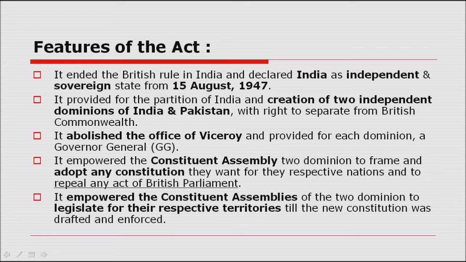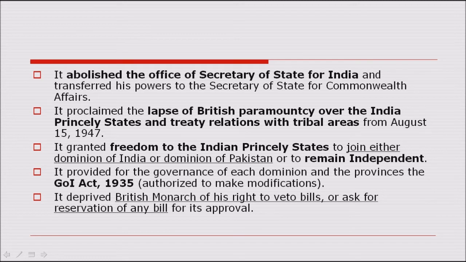That means the Constituent Assembly can frame any kind of constitution they want, and they are also empowered to repeal any act which was passed by the British Parliament. It empowered the Constituent Assemblies of the 2 dominions to legislate for their respective territories. It is a very important point that the Constituent Assemblies of the 2 dominions were also the legislatures of the 2 dominions, because they were empowered to frame legislation during the time the constitution was drafted. It abolished the office of Secretary of State for India and transferred its power to the Secretary of State for Commonwealth Affairs.